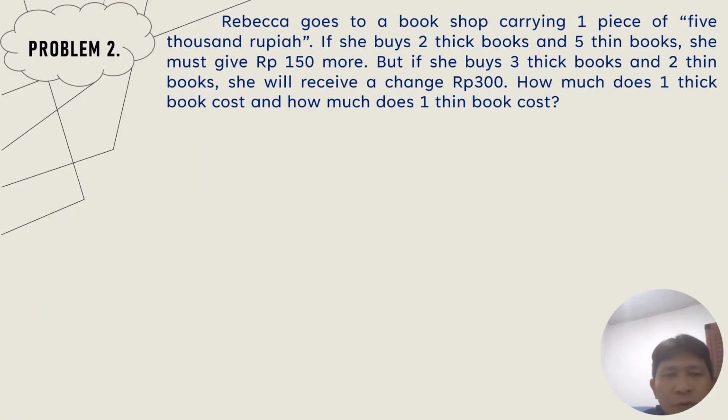Now problem number two. Rebecca goes to a bookshop carrying one piece of 5,000 rupiah. If she buys 2 thick books and 5 thin books, she must give 150 rupiah more. But if she buys 3 thick books and 2 thin books, she will receive a change of 300 rupiah. How much does one thick book cost and how much does one thin book cost?